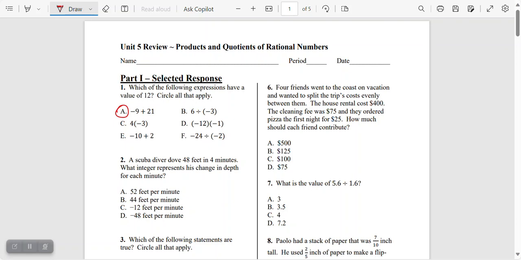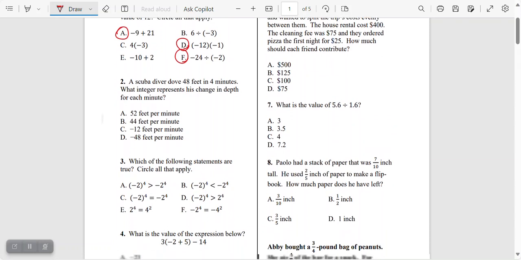Letter D, a negative times a negative is a positive, so that works. Letter E, negative 10 plus 2, we have opposite signs on those numbers, so we would subtract, we would get 8, and more specifically in this one, negative 8, so that doesn't work. And in letter F, a negative divided by a negative is a positive, and 24 divided by 2 is 12.